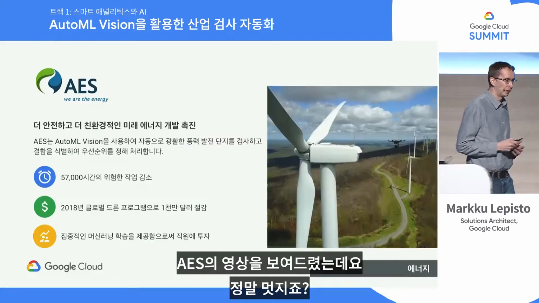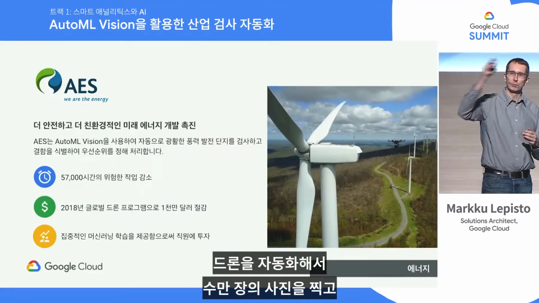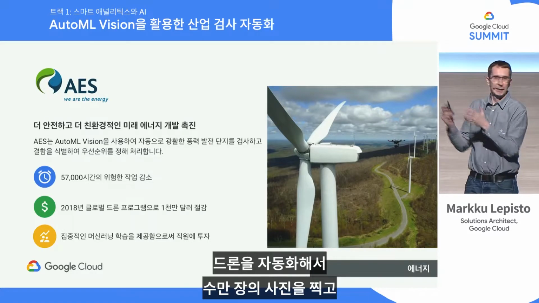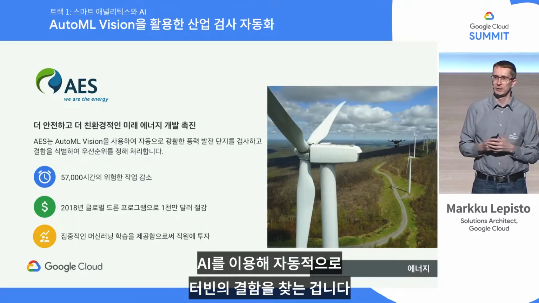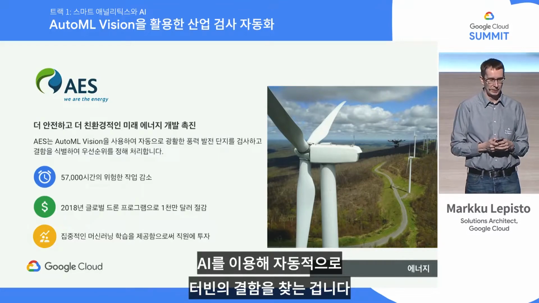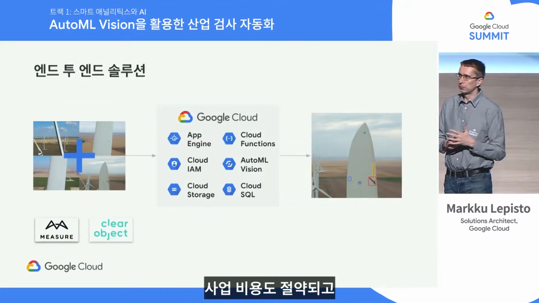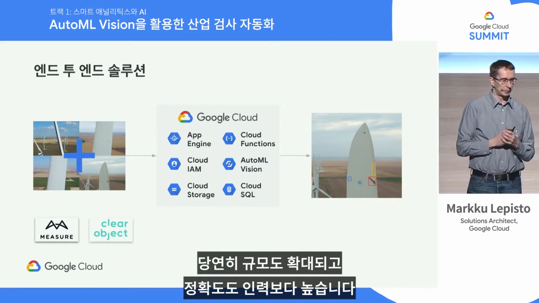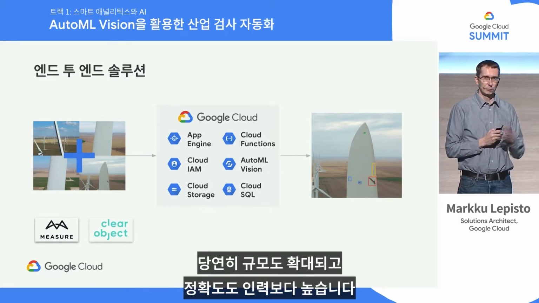All right, so that's AES. It's really cool, right? Automating the drone flight paths, taking tens of thousands of images and then analyzing any problems in those huge turbines automatically with AI. So they get a lot of business savings from there. Obviously, it's a lot more scalable, and also the accuracy is better than humans can have.